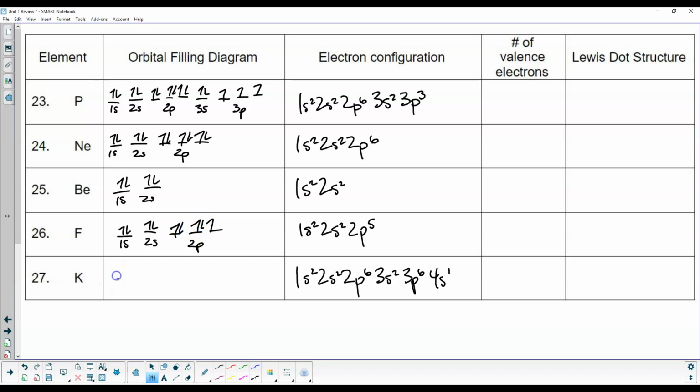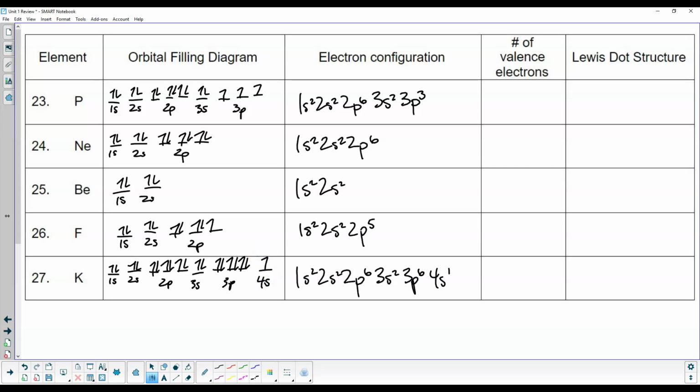For potassium, 1s2, 2s2, 3 lines for 2p, and we're going to go up, up, up, down, down, down. There's your 2p6, 3s2, 3 lines for 3p, and we're going to go up, up, up, down, down, down, half fill, right? And then finally the last one, 4s and 1.